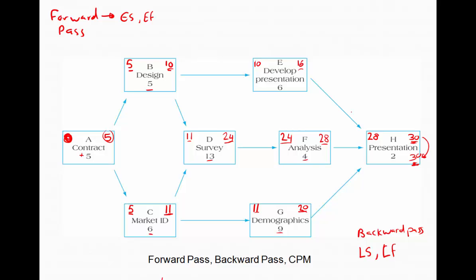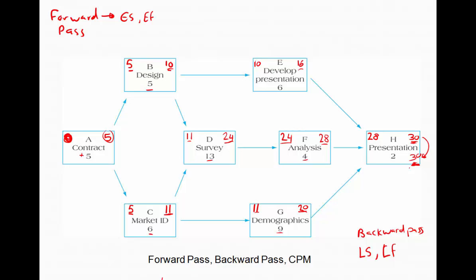The reason we do that is that after we've conducted our forward pass, we determined that the earliest possible finish time for activity H is 30 days. We also want that to be the latest possible time for us to finish the project, in order to keep the project as short as possible without delaying it. That's why we move the early finish down and use that as our late finish for activity H.